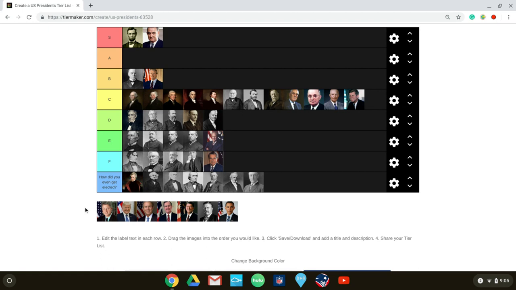Next up, let's see, Carter, and then Reagan. Reagan, I'm putting at F tier. He was very bad. He ignored the AIDS crisis, which is just terrible, which was really plaguing a lot of, especially the gay community in the U.S. Just really bad that he just ignored that. That's just terrible and absolutely despicable.